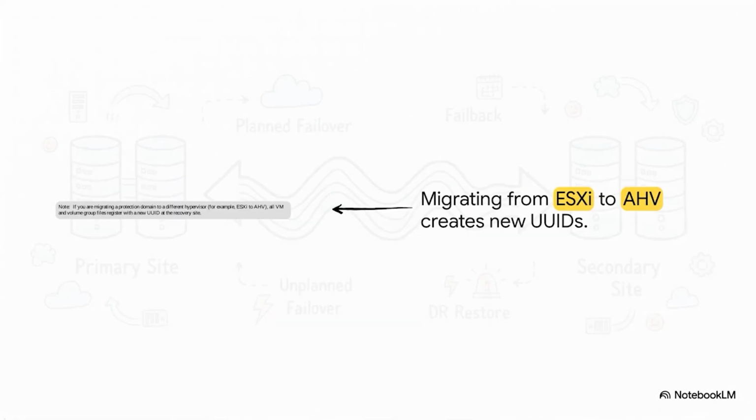Here's another sneaky one. Normally, when you migrate between sites running the exact same hypervisor, the VMs retain their same UUIDs. But if you're doing cross-hypervisor disaster recovery, for example, migrating a protection domain from an ESXi primary cluster over to an AHV recovery cluster, all those VM and volume group files are forced to register with a new UUID at the recovery site. If you happen to have applications that are hard-coded to look for specific hardware UUIDs, this will absolutely break them.